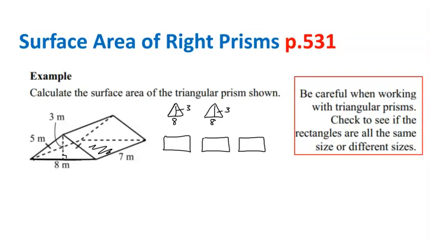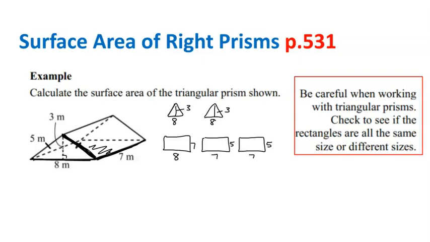For the rectangles, we look at the bottom down here. This is 8 meters on one side by 7 meters on the other side. So this is an 8 by 7 rectangle. That is different from the tops. The tops have one side of 5, indicated that both sides here are the same, and the other side is 7. So here we have 2 rectangles on the top that are the same, 7 by 5.